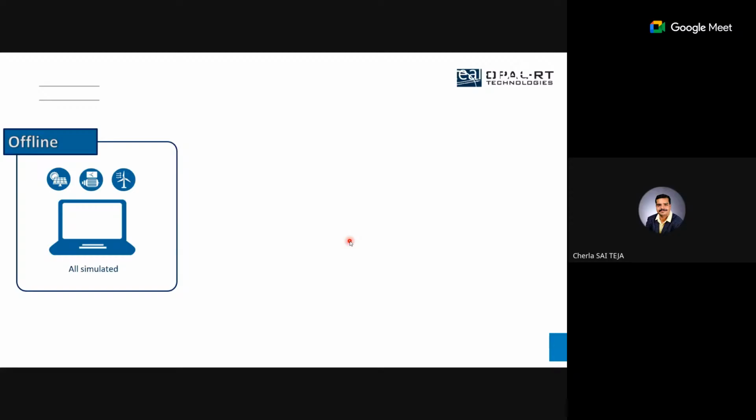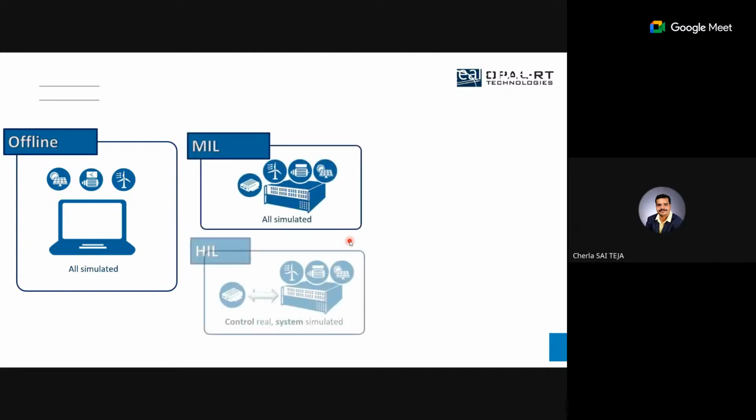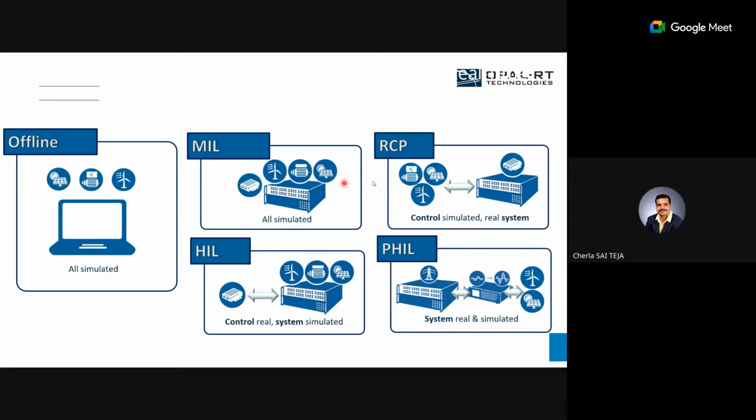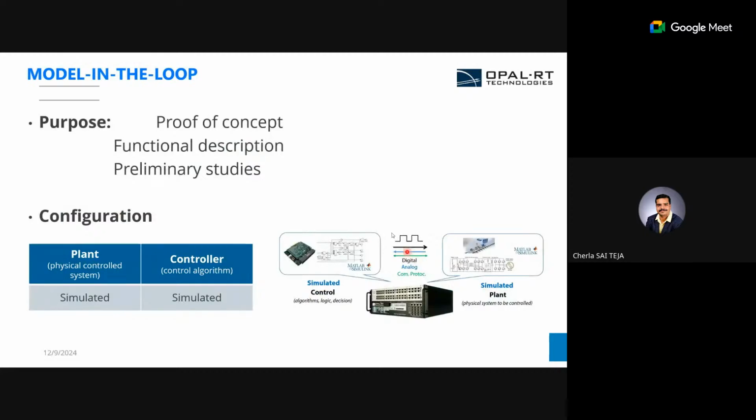Now I will explain about different kinds of real-time simulations that are basically available in this technology. Whenever, let us say, I have a MATLAB model and I'm running it in my system, we call it offline simulation. Then coming to the real-time applications, depending on the way we are doing the simulation, we have these four types: model in loop, rapid control prototyping, hardware in loop, and power hardware in loop. We'll see about all these applications one after another here.